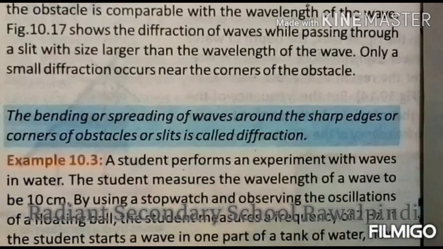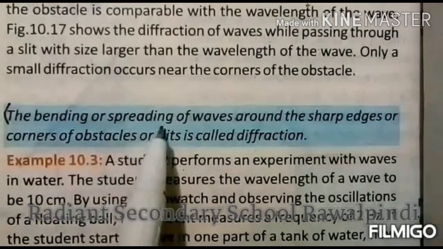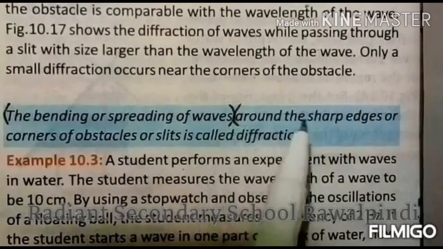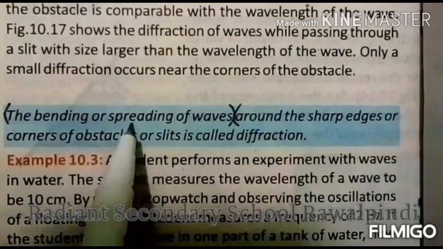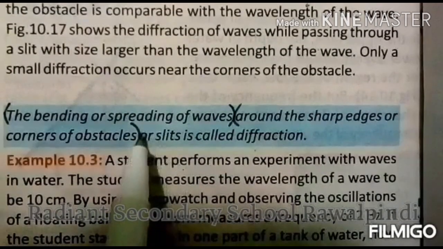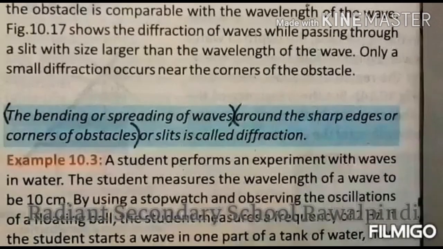In order to make the learning of the definition easy, you can divide this definition into parts. First part, the bending or spreading of waves. Next part, around the sharp edges or corners of obstacles or slits is called diffraction.